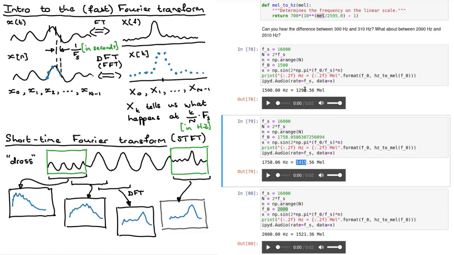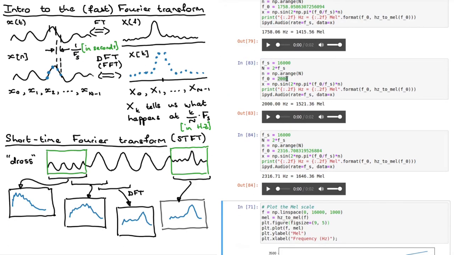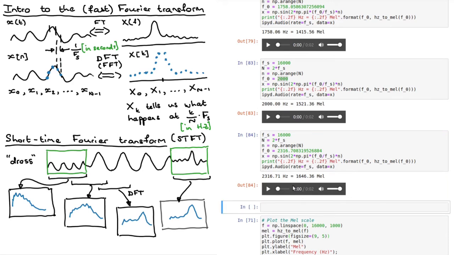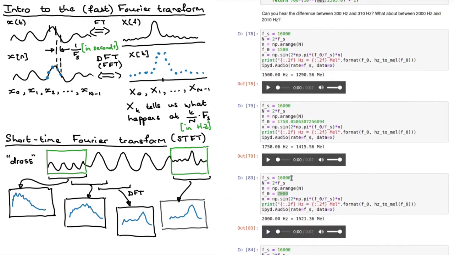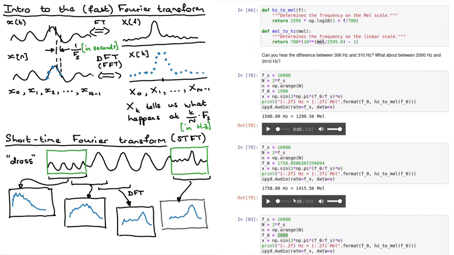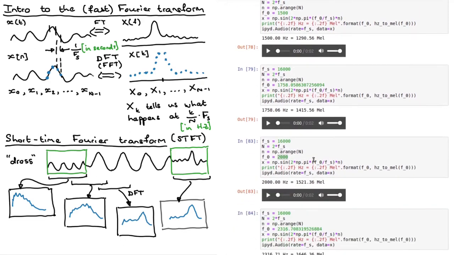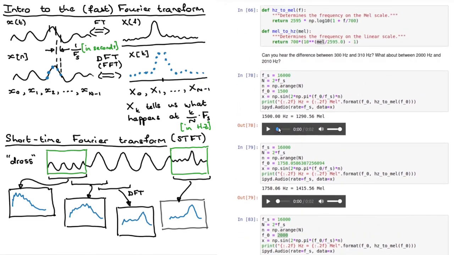Here I've got a 2000 Hertz signal, and 1646 Mel and 1521 Mel. So the difference between these two is also 125. We've got 4 signals here, but the difference in Mel between these two and the difference in Mel between these two are the same. So let's just listen to them.